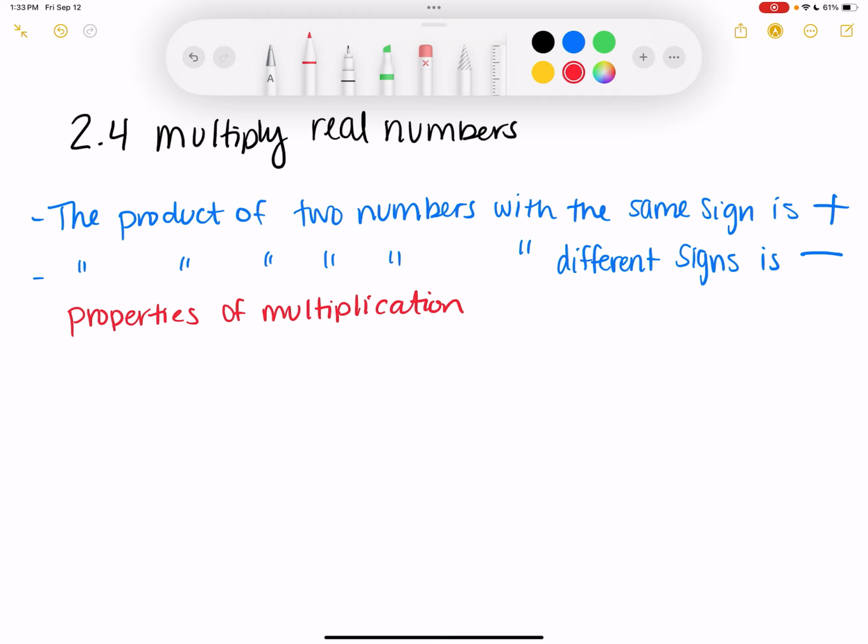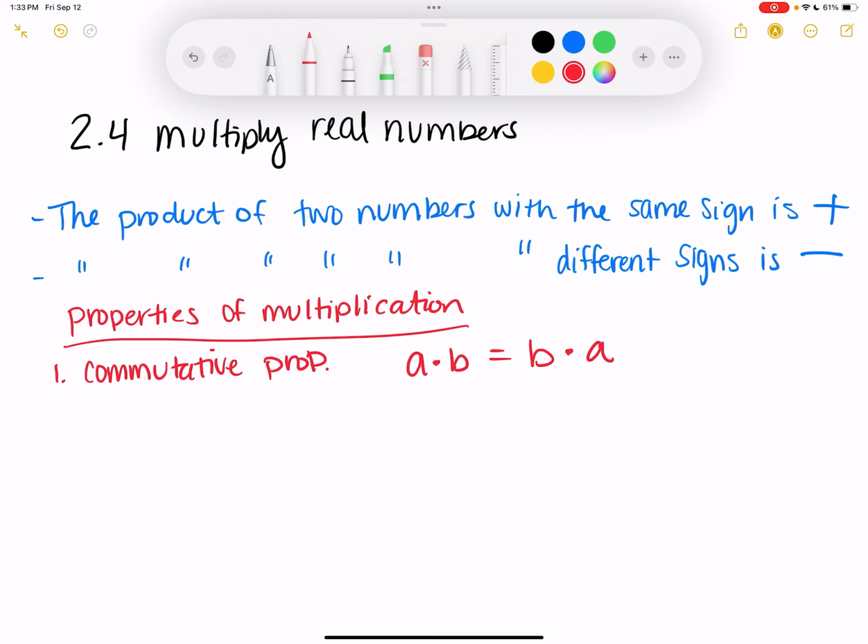So the first one is the commutative property. And the names are going to be the same. So when we are specifying them, we want to say of multiplication. But right now I'm already specifying that these are all of multiplication. And this says that A times B is equal to B times A. When we had addition, it was that A plus B is equal to B plus A.